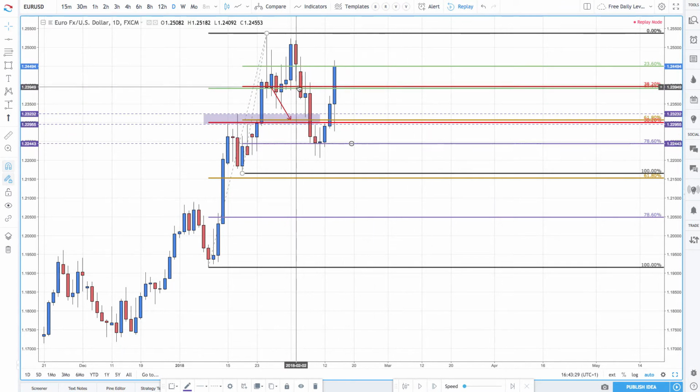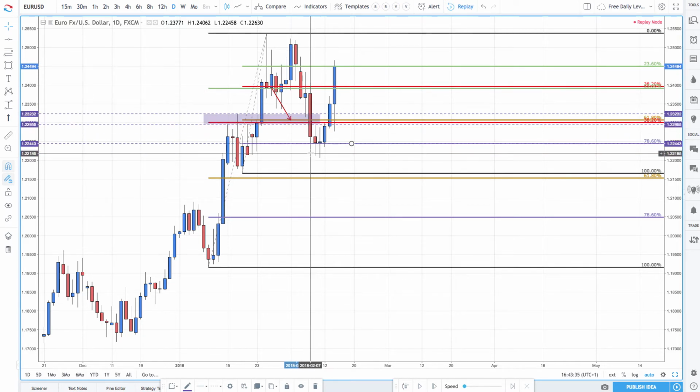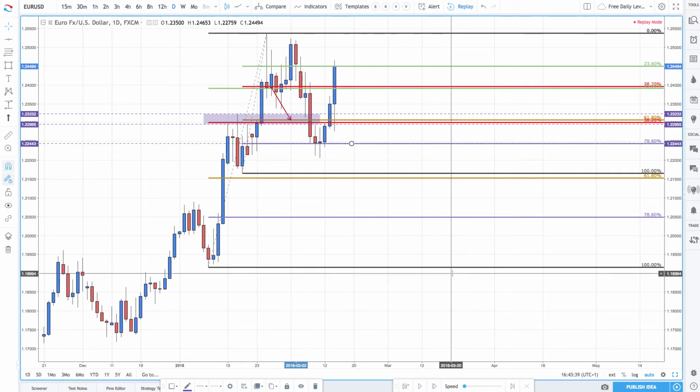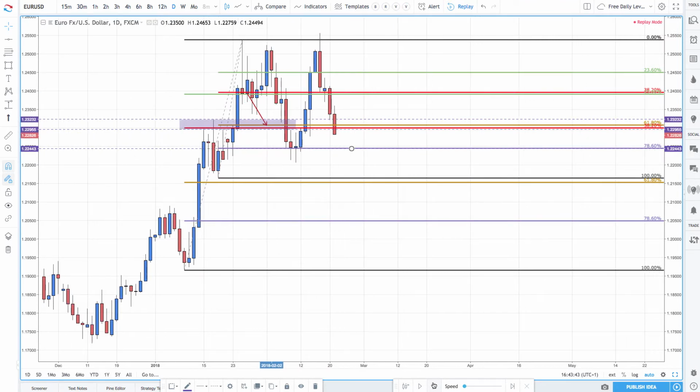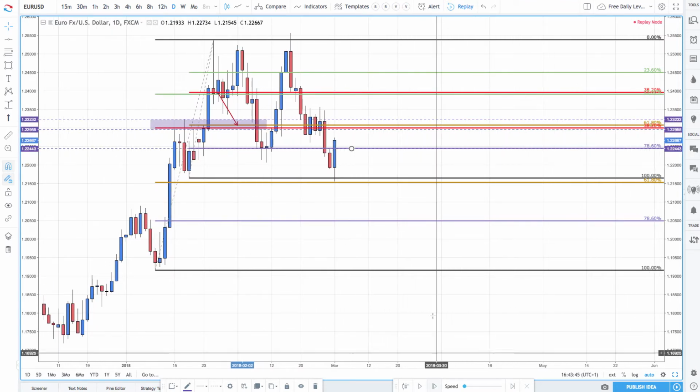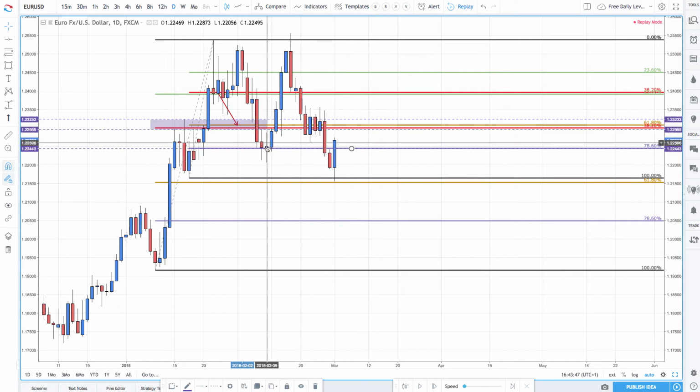So it looks like the 38.2% level didn't work. The 61.8% with the 38.2 confluence didn't work. The 78.6 with no confluence ended up working. And it gets quite confusing, right, as to which level you really want to trade.